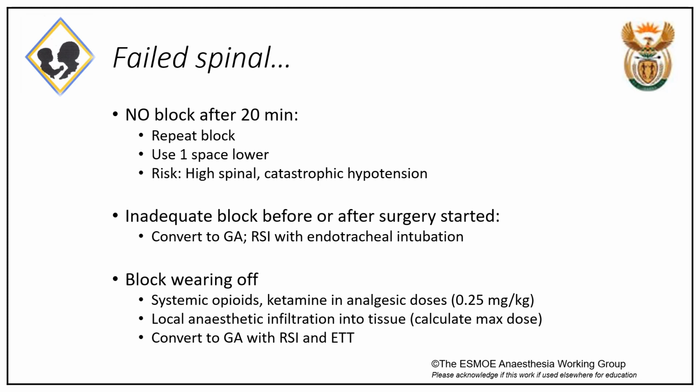Management of pain at this stage includes systemic opioids or ketamine in analgesic doses of around 0.25 mg per kg. If the peritoneum is closed already, the surgeon can inject a local anesthetic into the various layers. The local anesthetic may need to be diluted to avoid toxic doses. A general anesthetic can be done, especially if the surgery is not almost completed.